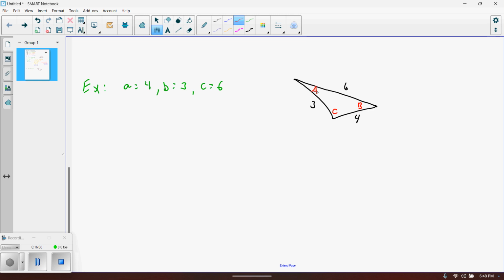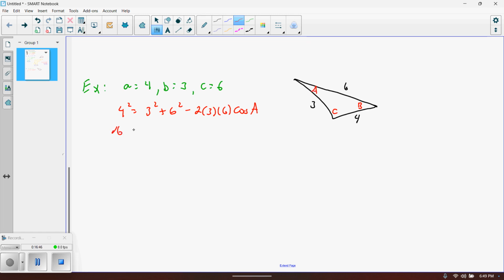So I'm going to start by solving for angle A in this case. In order to solve for angle A, we would have to use the A squared equals B squared plus C squared formula. So A squared equals B squared plus C squared minus 2 times B times C times the cosine of angle A. Okay, and it's exactly the same type of problem that we did before.